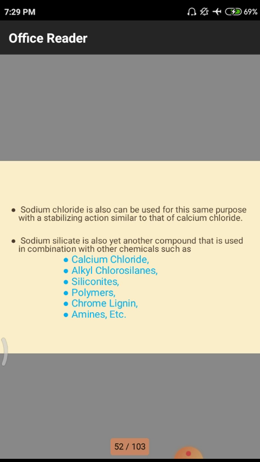Next one, alkali chlorides. Next, siliconates and polymers, chrome lignin, and amines. All those are different chemicals which are not familiar to us. Why? Because we are not using those chemicals in our daily life. Some of the chemicals we do use, like calcium chloride and hydrochloric acid and sulfuric acid and magnesium. Likewise those materials we use daily for different purposes, like batteries and other things. But here, different components are listed. Those components are not familiar to us. Why? Because those are not useful in our daily life.